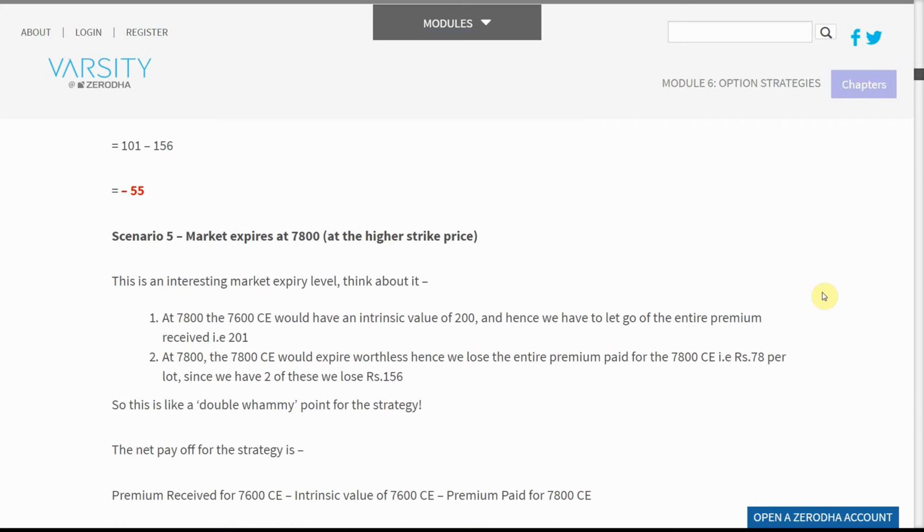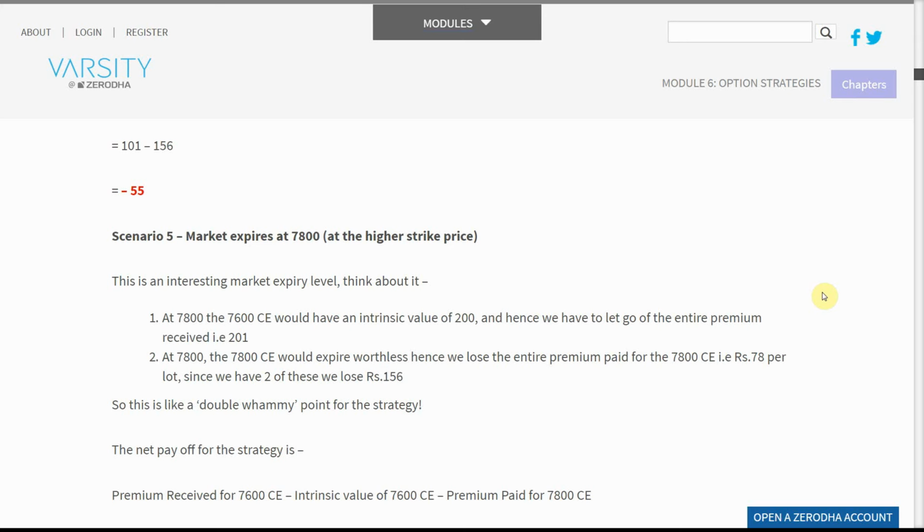Scenario 5: market expires at 7,800, at the higher strike price. This is an interesting market expiry level. Think about it. At 7,800, the 7600 CE would have an intrinsic value of 200. And hence we have to let go of the entire premium received, i.e. 201. At 7,800, the 7800 CE would expire worthless, hence we lose the entire premium paid for the 7800 CE, i.e. 78 rupees per lot. Since we have two of these, we lose 156 rupees. So this is like a double whammy point for the strategy.